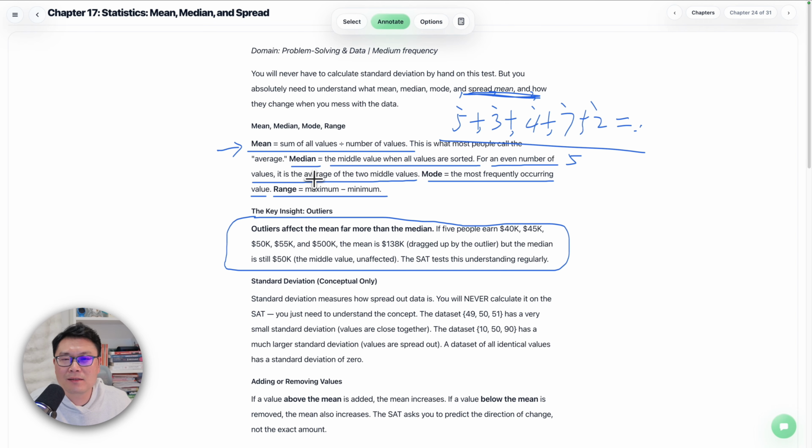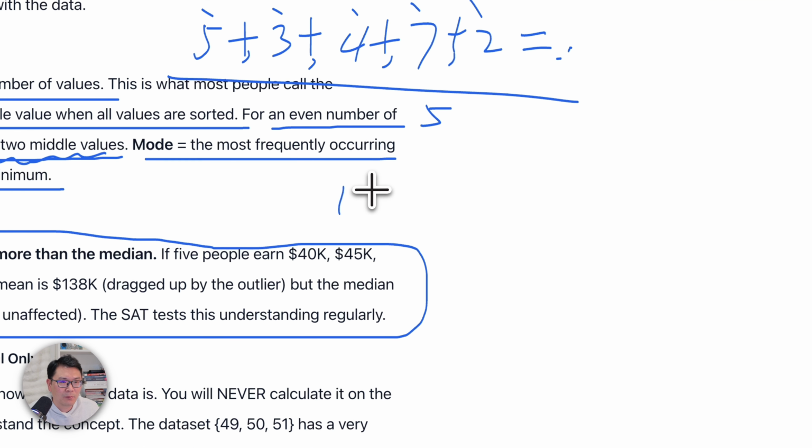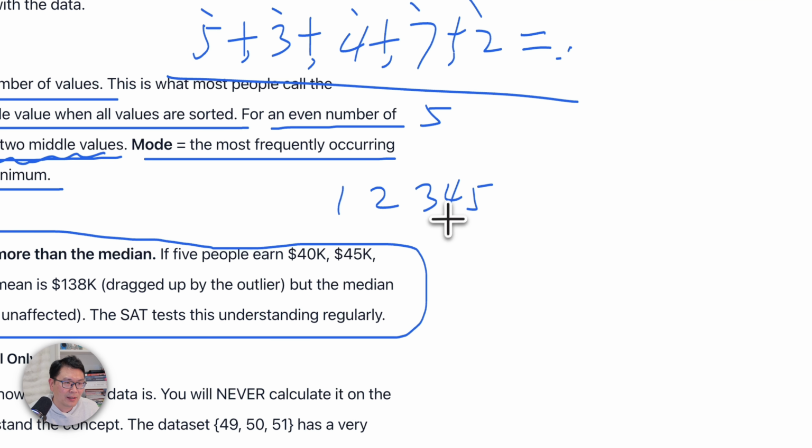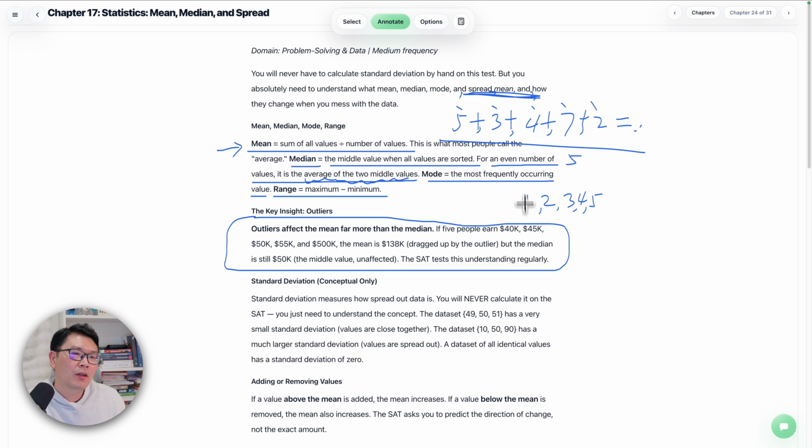So let's take a look at the median. The median is the middle value of a group of numbers if you have sorted them from the smallest to the greatest. Sometimes you don't have a middle number because you have an even number of numbers in the group, right? Then you have to use the average of the two middle values to represent the median. All right, so let's just use an example to show that. If you have 1, 2, 3, 4, 5, you have to sort them from the smallest to the biggest or from the biggest to the smallest. It doesn't really matter which order it is.